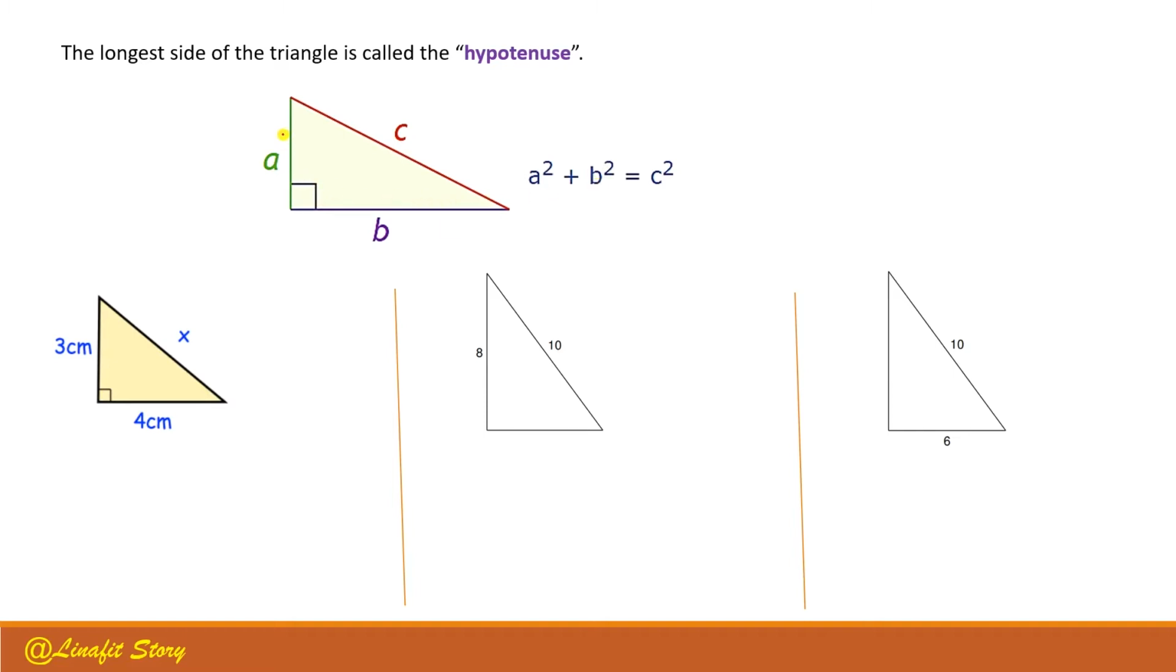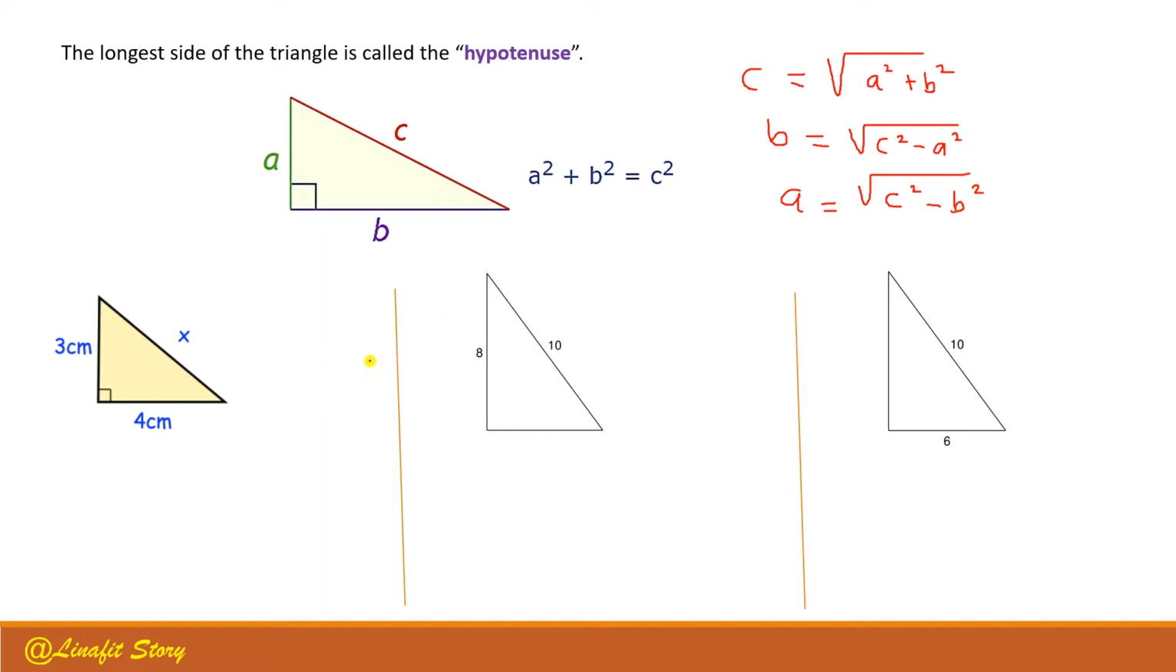So A squared plus B squared is equal to C squared. Or to get C, find the square root of A squared plus B squared. To get B, it is the square root of C squared minus A squared. And to get A, it is the square root of C squared minus B squared.